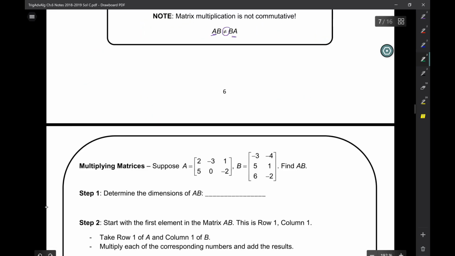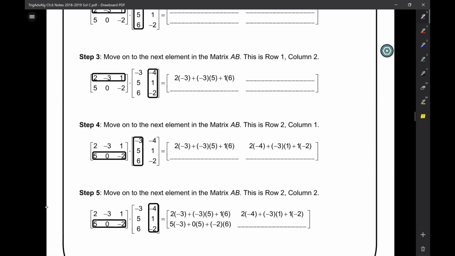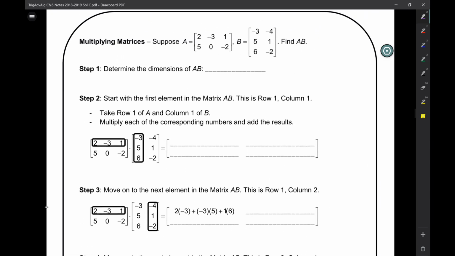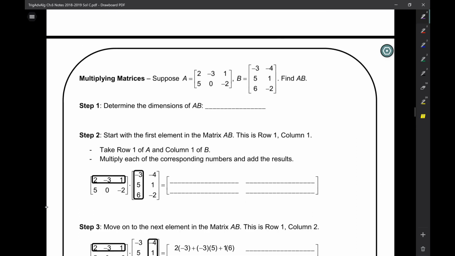Okay, so now we're going to start multiplying matrices. I have this one page to just do this one problem, but it's not going to take us that long every single time. I just guide you through the process. So here's what we're going to do. Suppose you have A and B.